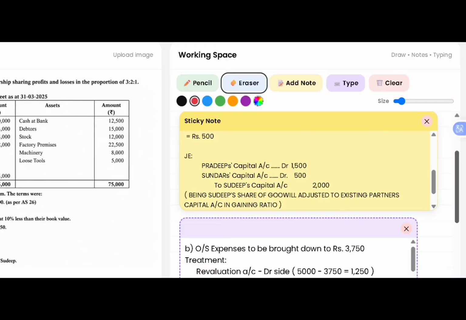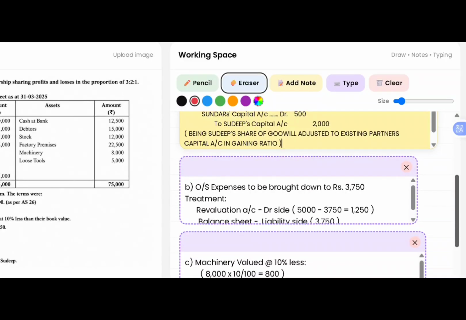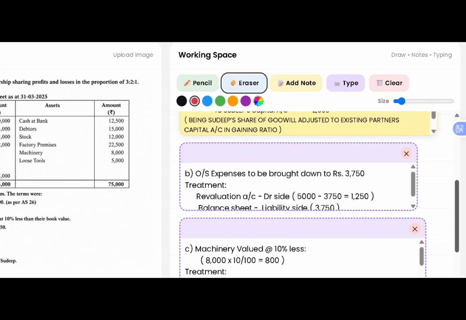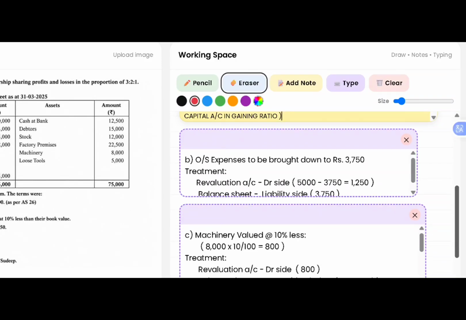Now, the other adjustment which is given here is the outstanding expenses. The outstanding expenses are to be brought down to rupees 3,750, which means it is the decrease in the liability. So therefore here this decrease in the liability will be appearing on the credit side of the partner's capital account, and in the balance sheet we will record only the new liability, that is 3,750 in the balance sheet.